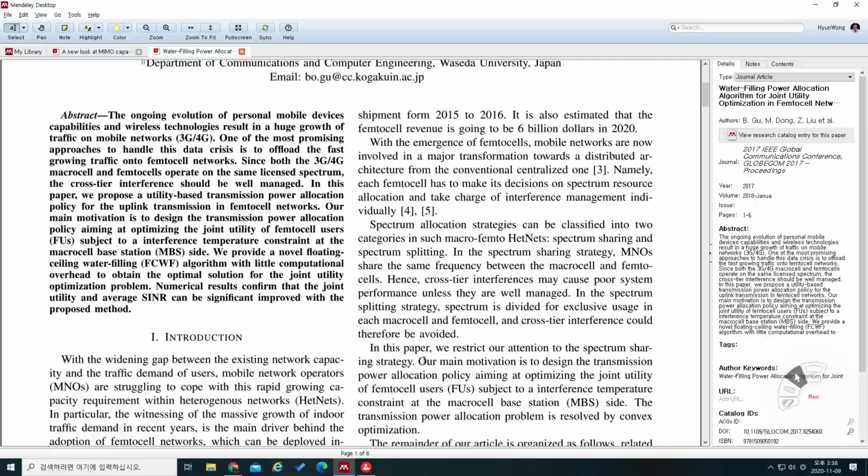Our main motivation is to design the transmission power allocation policy aiming at optimizing the joint utility of femtocell users (FEUs), subject to the interference temperature constraint at the microcell base station (MBS) side. The transmission power allocation problem is resolved by convex optimization.